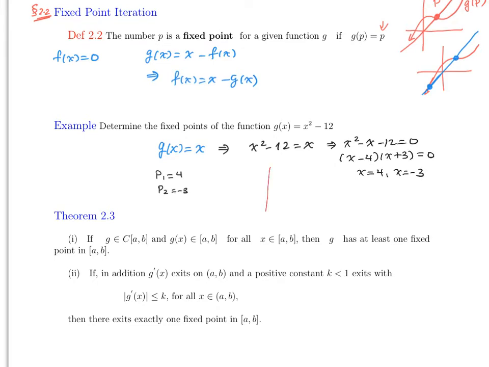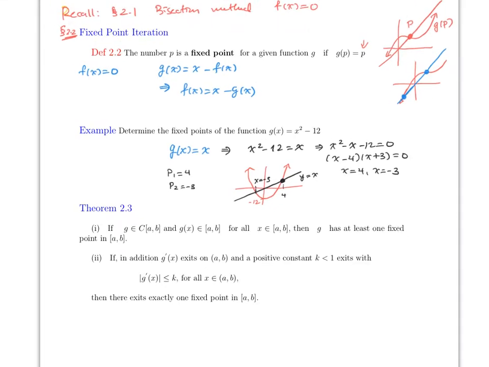Now, clearly, if you graph g of x, which is x squared minus 12, this is supposed to be a parabola. It looks like this. And then this will be the line y equals x. And you can see that it will intersect when x is 4 and when x is negative 3. All right, so now let's look at Theorem 2.3.